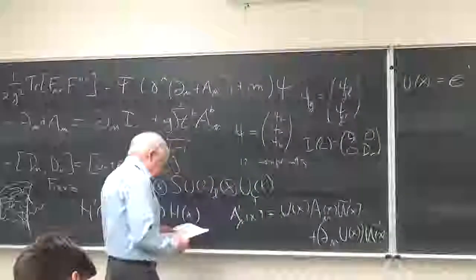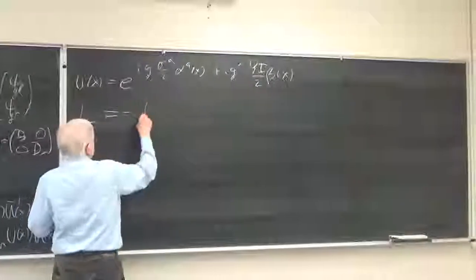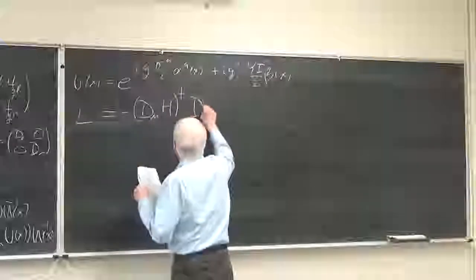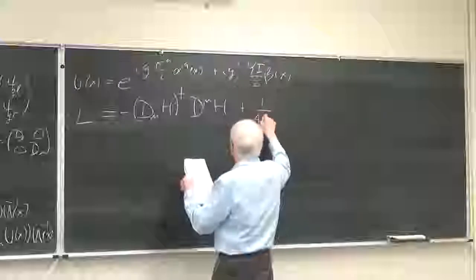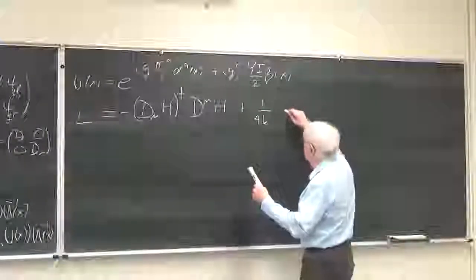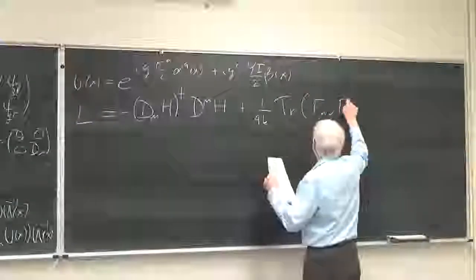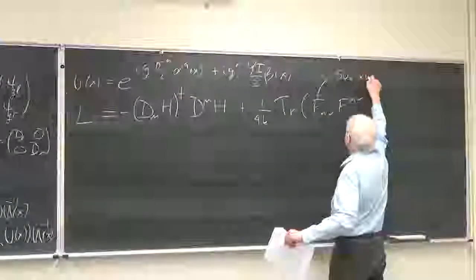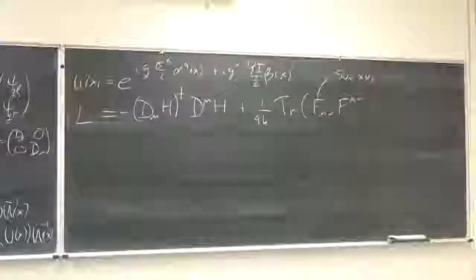And the Higgs part of the theory looks like this. L is minus D mu H dagger D mu H plus 1 over 4 k trace of F mu nu squared, and this is the F mu nu of the SU(2) cross U(1). I'm just focusing on the electroweak interactions here.